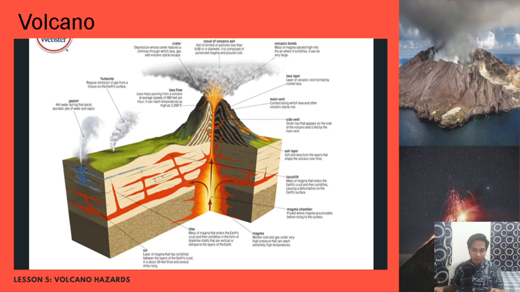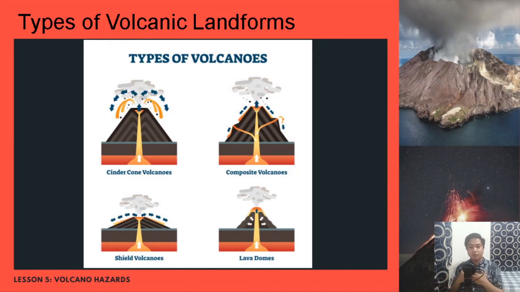Now let's proceed with the types of your volcanoes. I know this is just some review of the concepts that you had during your earth science or maybe in your basic education years during your junior high or elementary days. So we have here the four types of volcanoes. First, your cinder cone. Second, your composite volcanoes. We have your shield volcanoes and your lava domes. Now let's have first your cinder cone. As you can see, the first picture is your cinder cone.